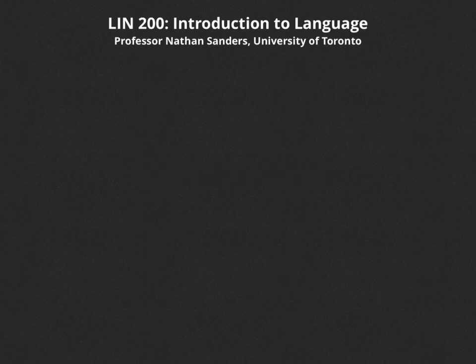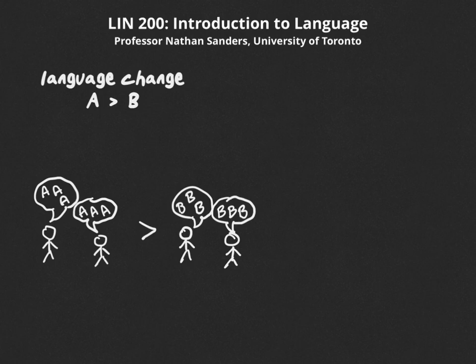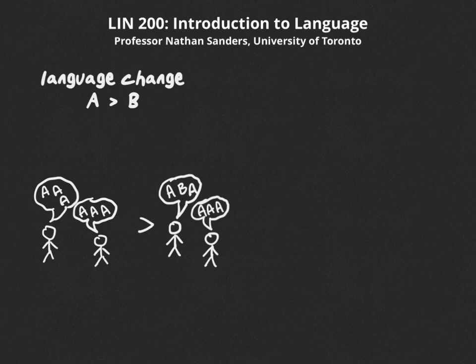Last week, we talked about language change of the form A goes to B, which we basically treated as a single categorical event where A becomes B. However, it turns out that this is not exactly what seems to happen. We find instead that the situation is much more complicated. We begin to see some people using B, but not all of the time.